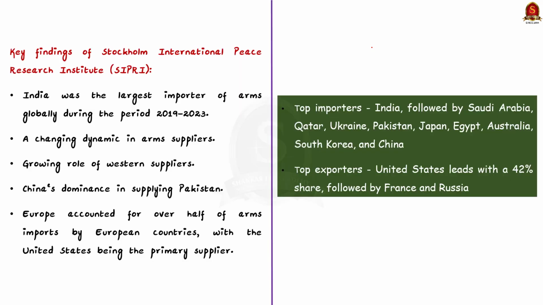Firstly, as I said earlier, the report stated that India was the largest importer of arms globally during the period of 2019 to 23. Arms imports have increased 4.7% compared to the previous period of 2014 to 18. This growth is partially attributed to emergency procurements made in response to the prolonged military standoff with China.